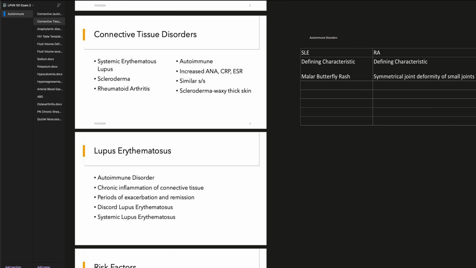So we're going to primarily concentrate on systemic lupus erythematosus and rheumatoid arthritis. I'll talk a little bit about gout. Scleroderma, the only thing I'm going to say about that is it's characterized by waxy, thick skin.